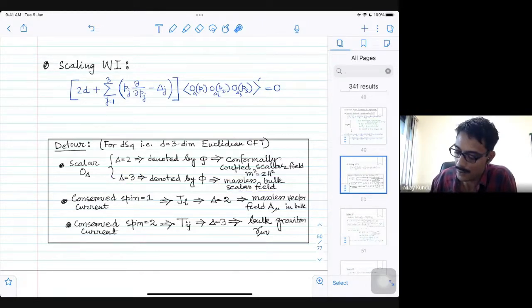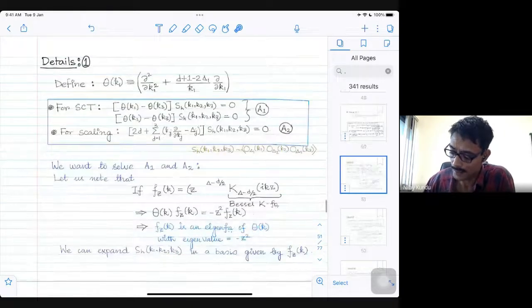Similarly, if I have a spin 1 conserved current operator in the CFT, that would correspond to a massless vector field in the bulk, and similarly the graviton or the tensor perturbation in the bulk corresponds to delta equal to 3, spin 2 conserved current, which is the stress tensor.